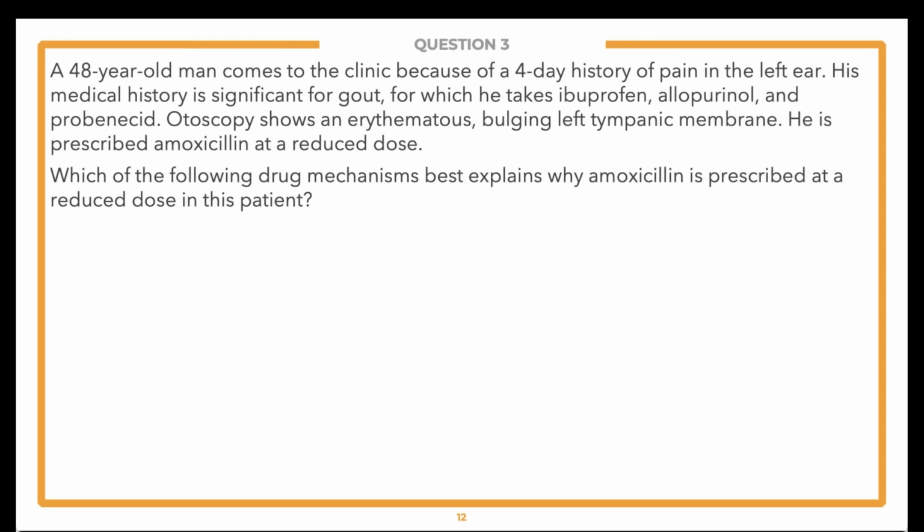A 48-year-old man comes to the clinic because of a 4-day history of pain in the left ear. His medical history is significant for gout, for which he takes ibuprofen, allopurinol, and probenecid.